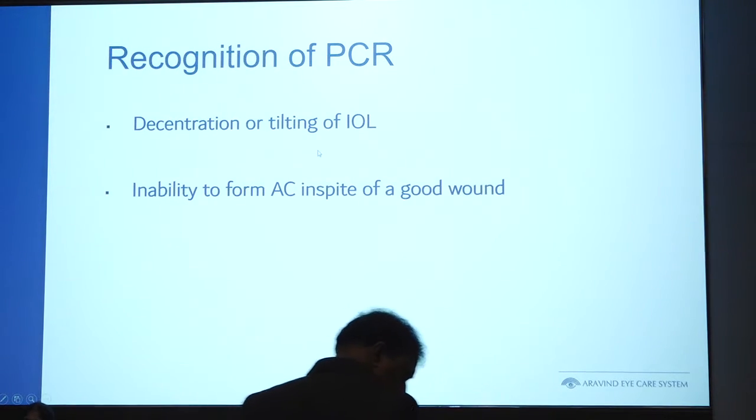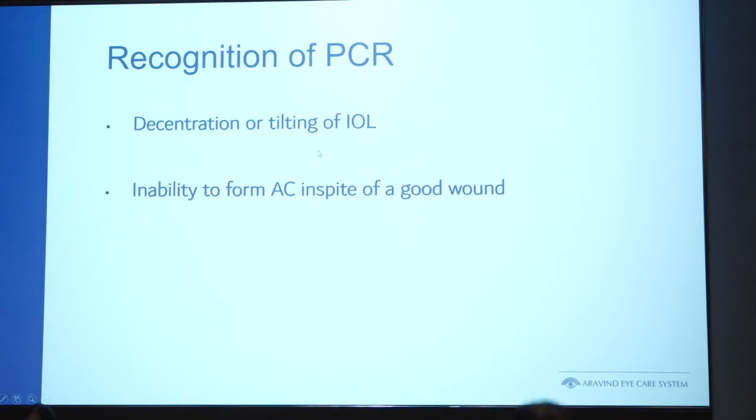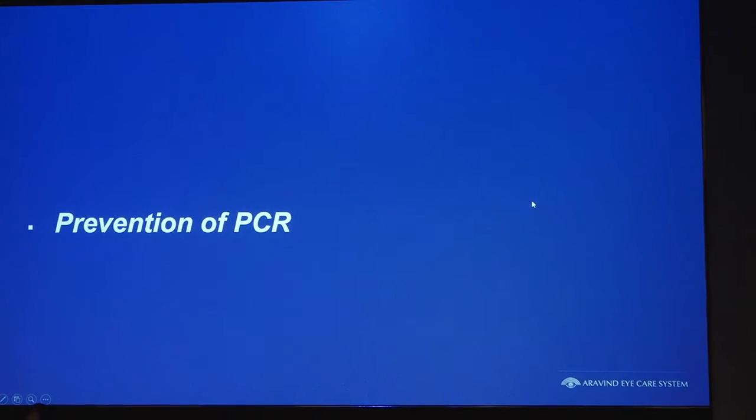Also, after implanting the IOL, if there's a constant decentration or a tilting of the IOL, or after everything is over, if there's an inability to form the anterior chamber in spite of a good wound, then please suspect a PCR. So how do we go about preventing a PCR?